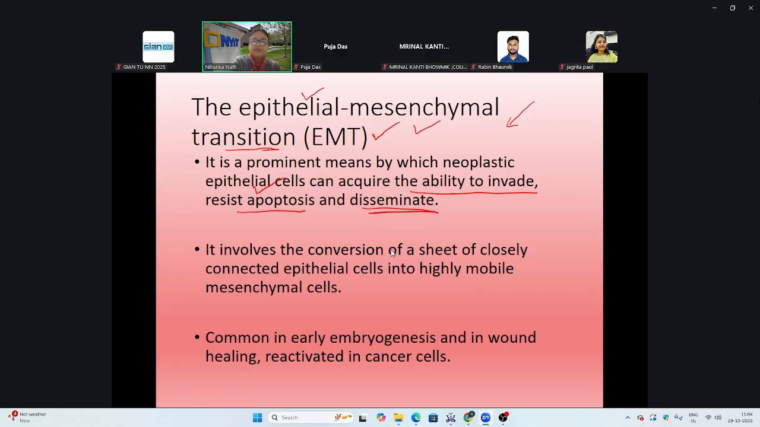So what does this involve? You have a sheet of closely connected epithelial cells. So here are all of these epithelial cells, okay? And of course, they're slightly forming a tumor. They're growing on top of each other, and they are going to all convert into cells that look like this. So instead of being square, they're now going to look like this.